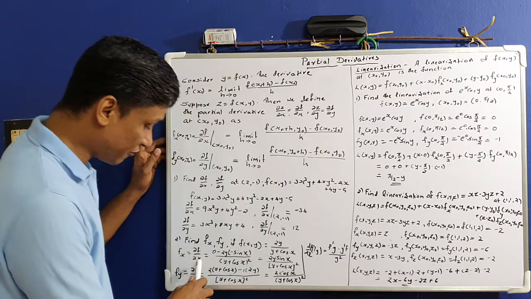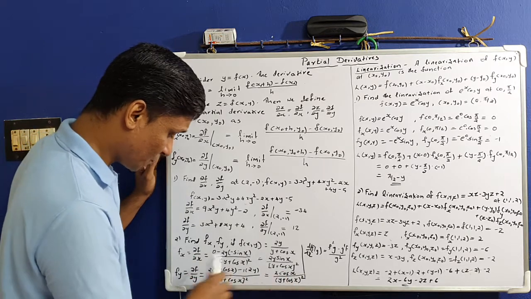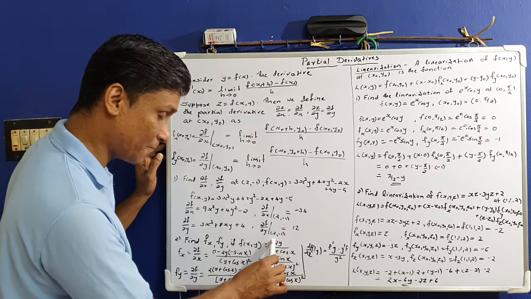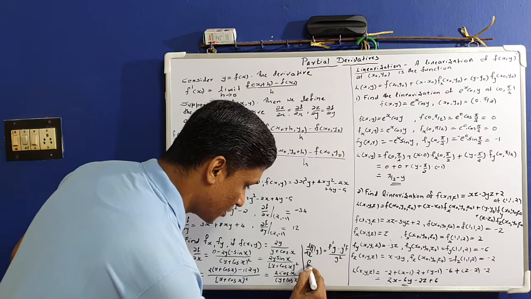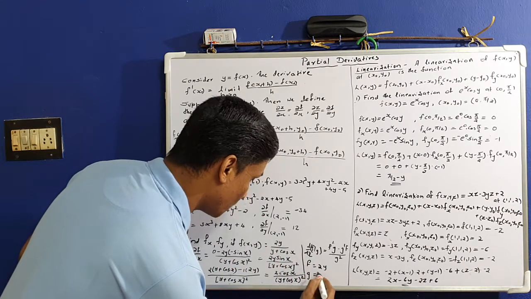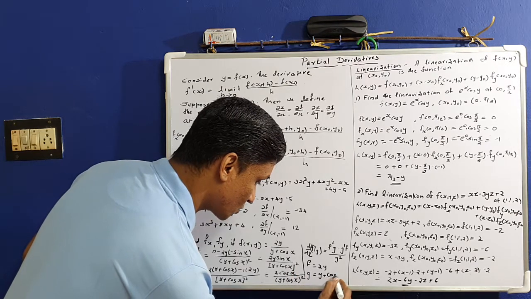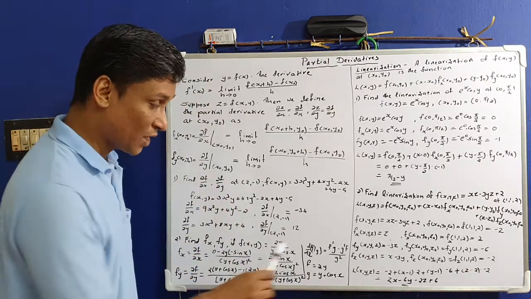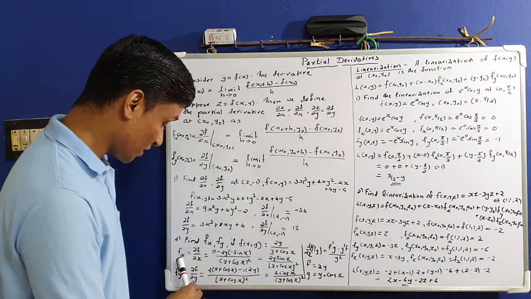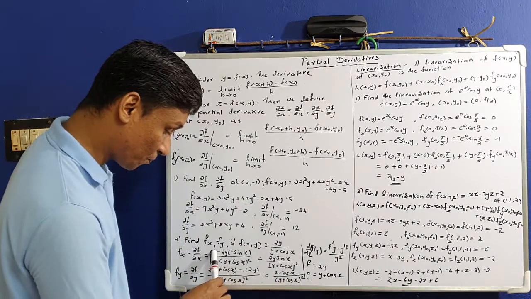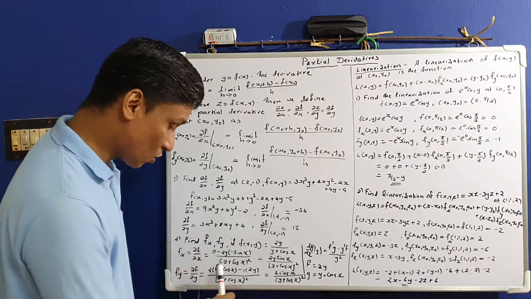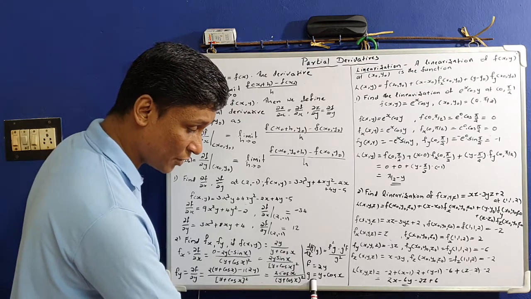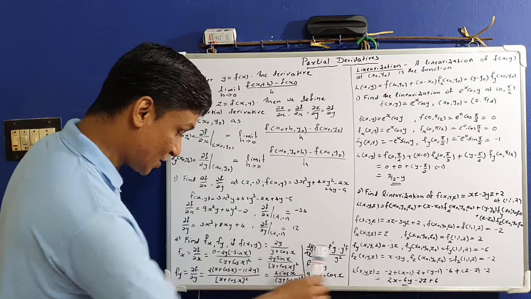Now fx equals ∂f/∂x. Here f is 2y and g is y + cos x. So in f'g − g'f, f' means ∂f/∂x and g' means ∂g/∂x. So f'g, f' is 0, and 0 into g is again 0. G' means ∂g/∂x, and ∂g/∂x is −sin x.